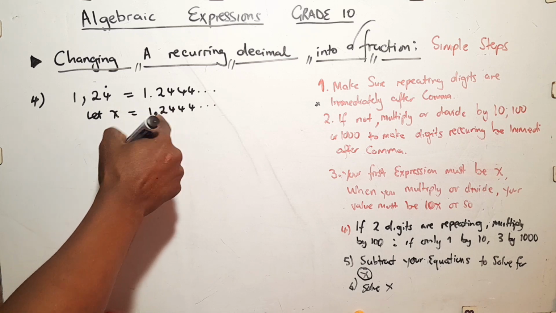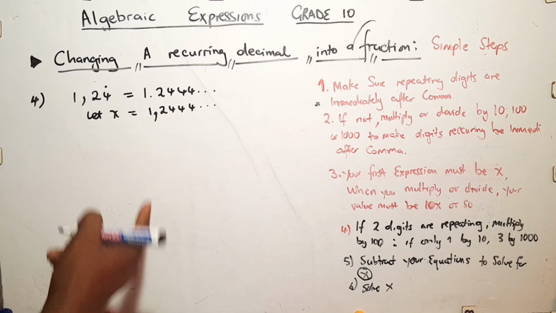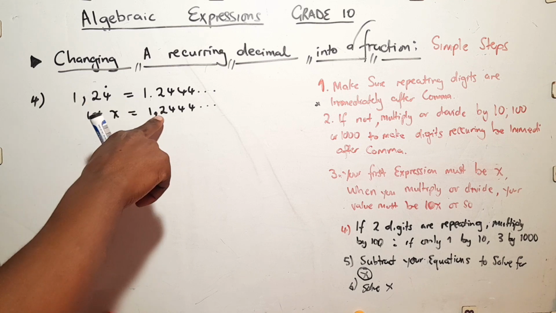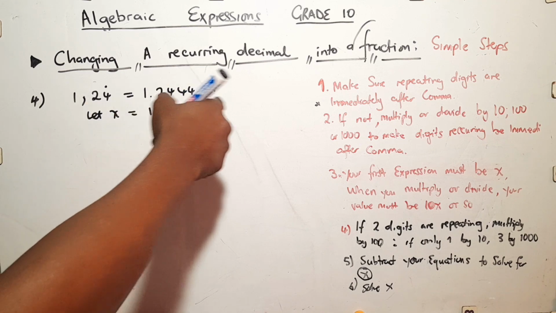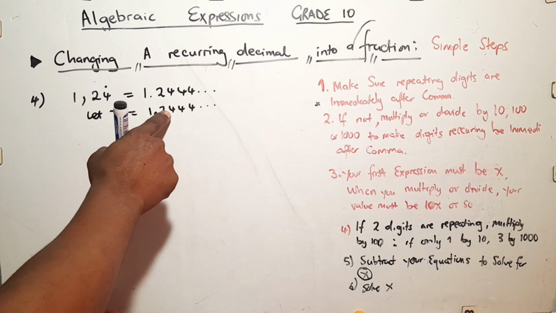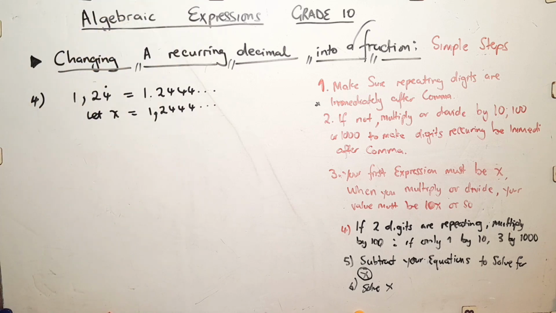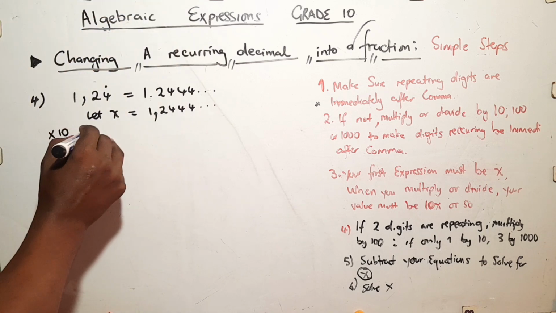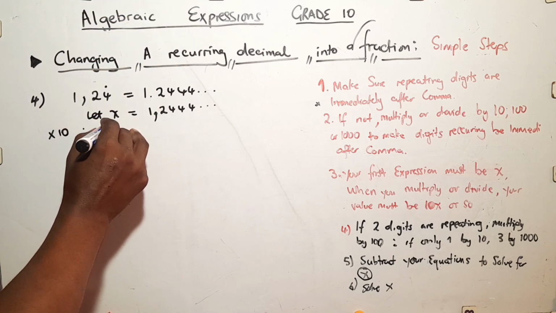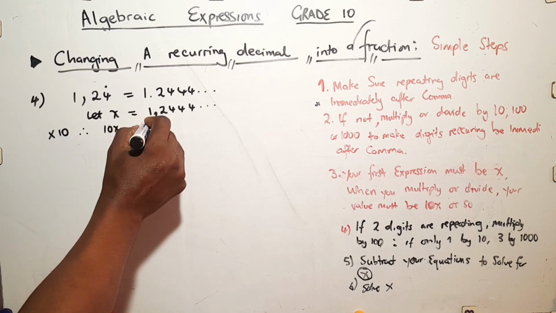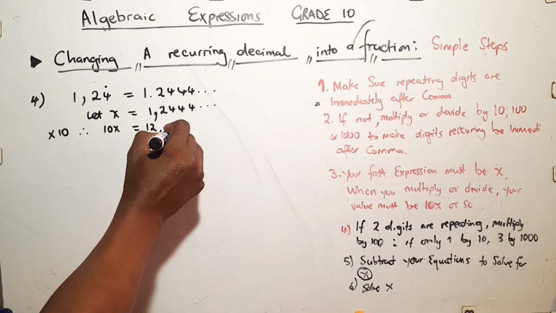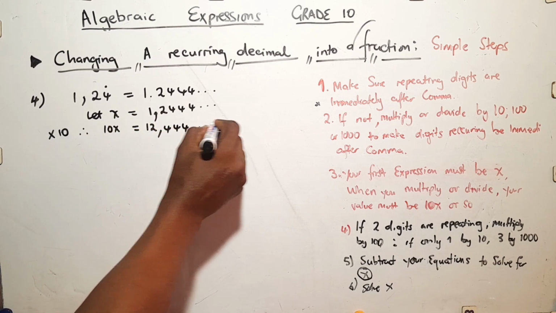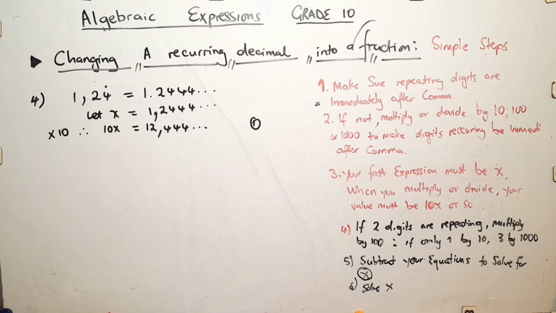Now let's take a look at our value that is immediately after the comma. So this value is not recurring. So it means that we must multiply by 10, since it's only one digit that is not part of the recurring digits, so that it can move one digit that side, right? So we can multiply by 10. So this becomes 10x being equivalent to 12.444 and so on. So we can call that equation 1.